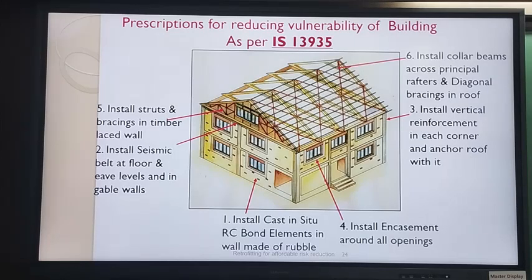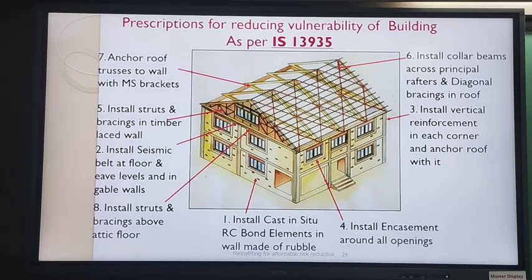Then install collar beams across principal rafters and diagonal bracings in the roof. Collar beams are these, okay, between the two opposite rafters. You see it? What does a collar beam do? They reduce the lateral thrust on the walls. And anchor roof trusses to walls with MS brackets. Okay, whatever roof elements you have, they have to be anchored down by some means. It can be mild steel brackets, simple rods, wires, a variety of it.